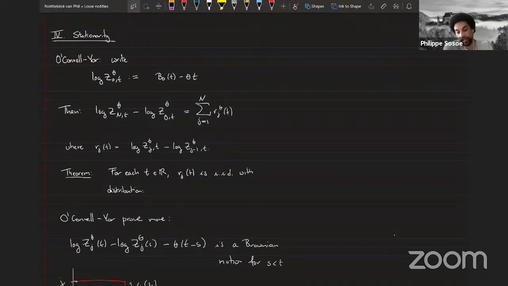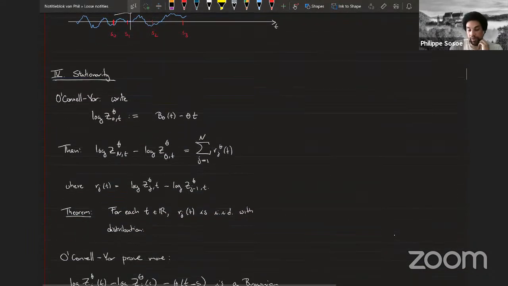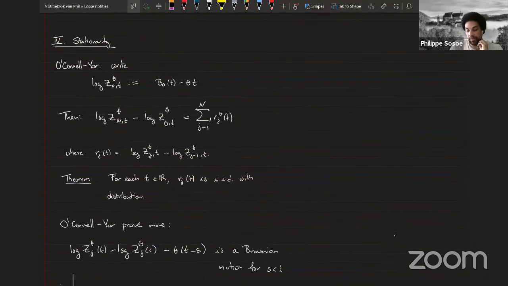So for notational convenience, we're going to introduce a 0th level partition function, or rather its log, and this is going to be B0(t) minus theta t. The reason for doing this is as follows. If we write log of Z_n(t, theta), remember, this partition function, this multiple integral, minus log of Z_0, as a telescoping sum, which we can always do, we write it as a sum of R_j, where R_j is log of Z_j minus log of Z_{j-1}.